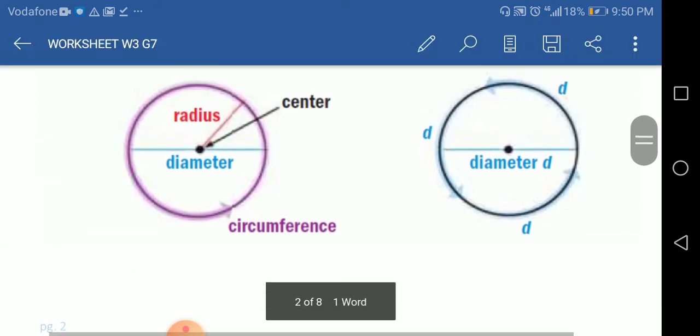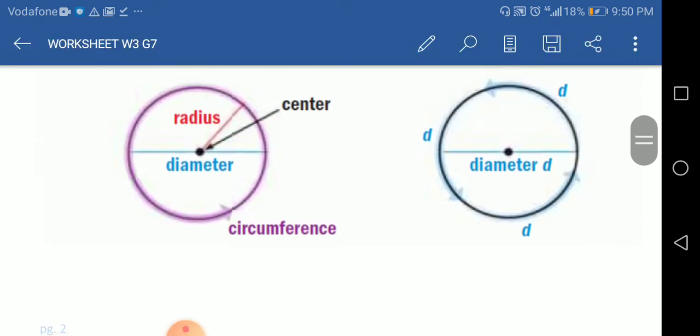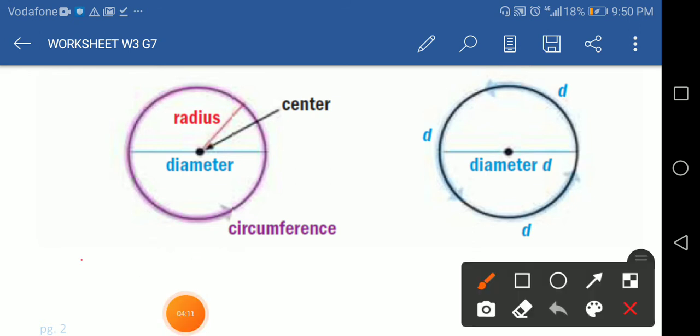Let's have another kind of question. Here we have the rule of the circle. So we can find here, this is the circle. Inside the circle you'll find the diameter, which passes through the center of the circle.